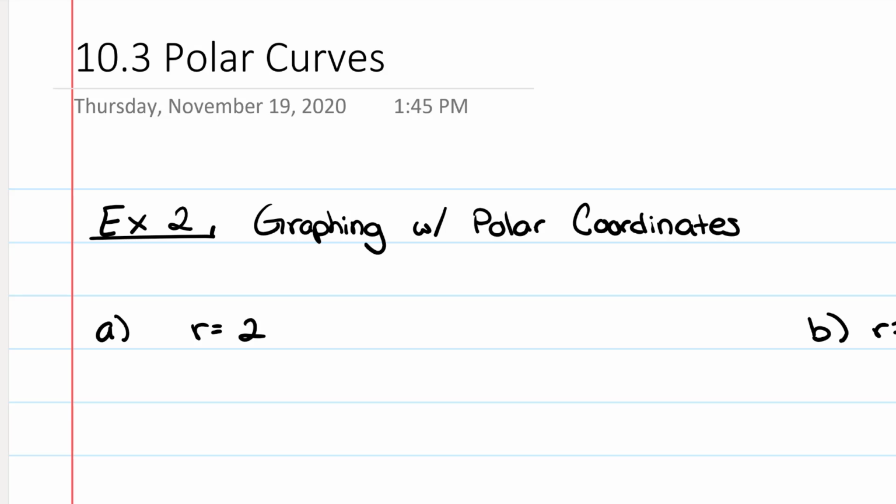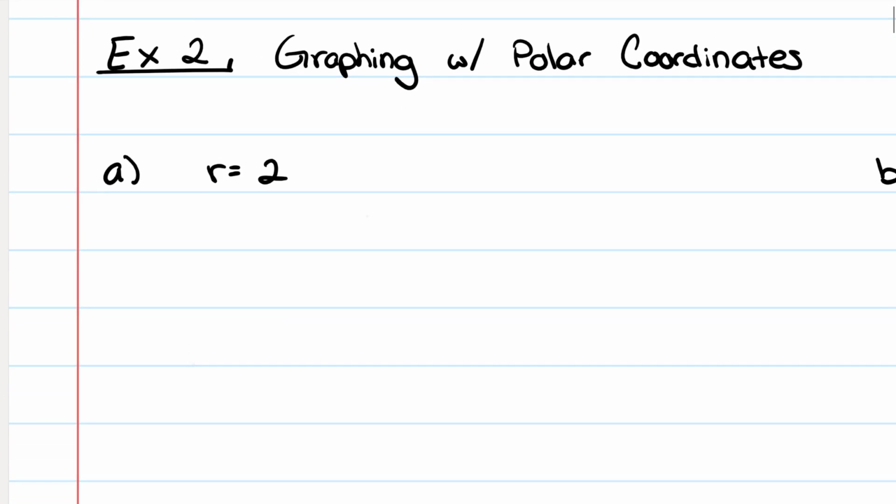10.3, example 2. In this example, we're going to just look at how to graph things given polar coordinates. That's all, by hand. So, in the first problem we're going to look at, all we're given is that r is equal to 2. So we're not given any values of theta. We're not given any kind of direction here. So all we know is that r is always 2. And if we're not given theta, that means for all theta values, r is 2.